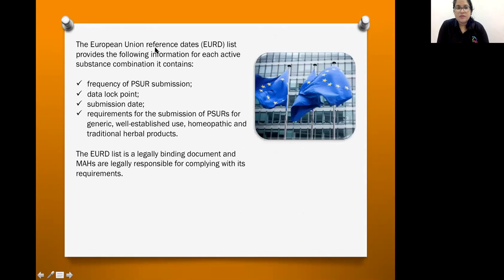The European Union reference date list provides the following information: frequency of the periodic safety update report, data lock point, which we'll discuss later in the session, submission date, and requirement for the submission of PSURs for generic as well as well-established use, homeopathic and traditional herbal products. The EURD list is a legally binding document, and the marketing authorization holders are legally responsible for complying with its requirements.